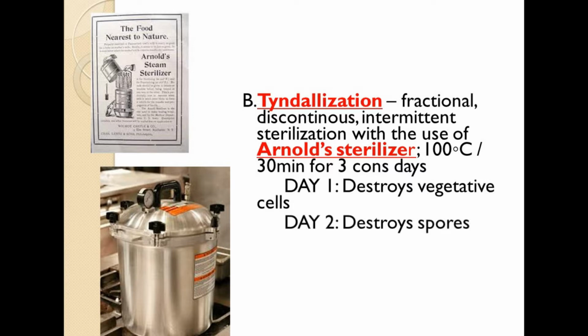Day 1 destroys vegetative cells. Day 2 destroys the spores. And day 3 destroys the remaining spores. So, this is what we call fractional sterilization. Its function is to sterilize with the use of Arnold sterilizers. We do this for 3 consecutive days because on day 1, it destroys vegetative cells, day 2 destroys spores, and day 3 destroys the remaining spores.